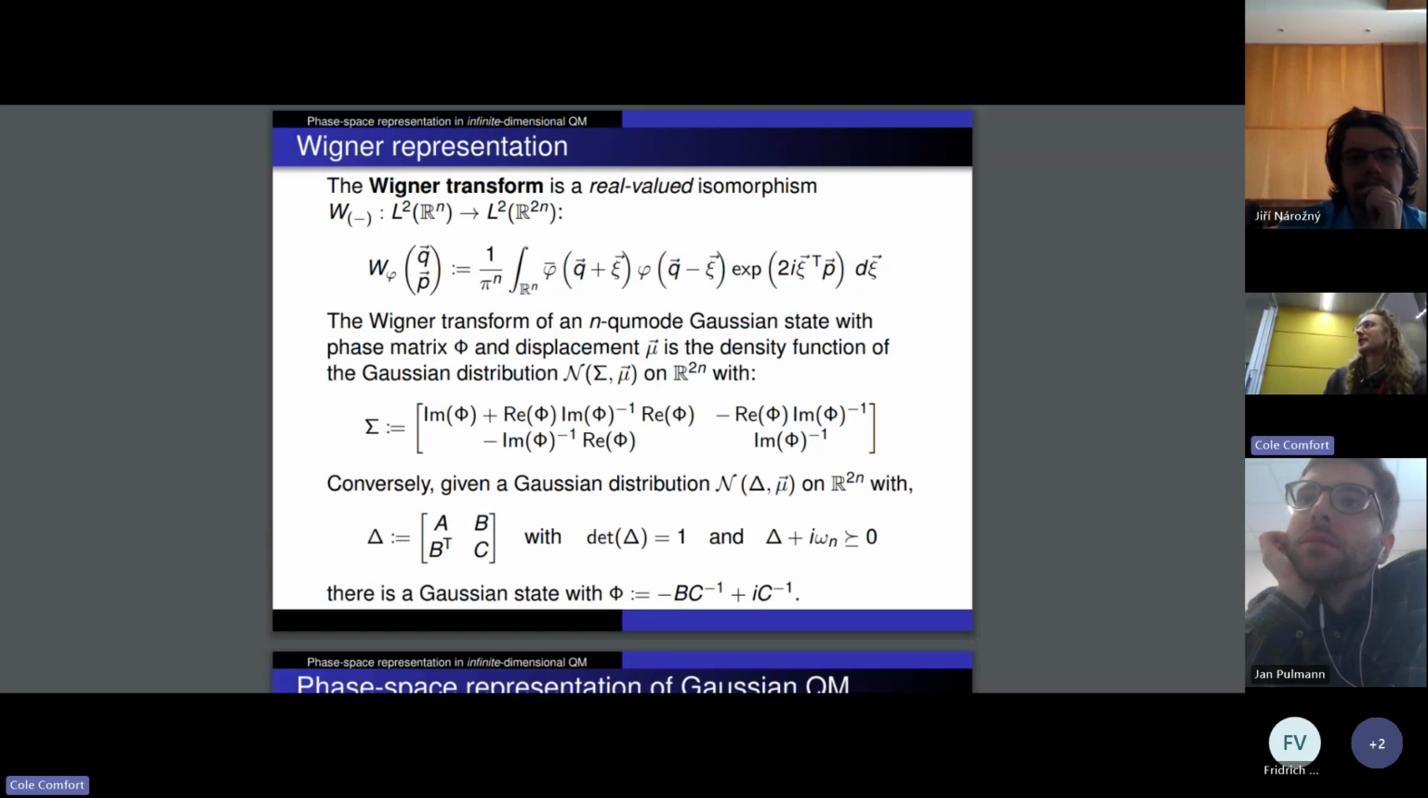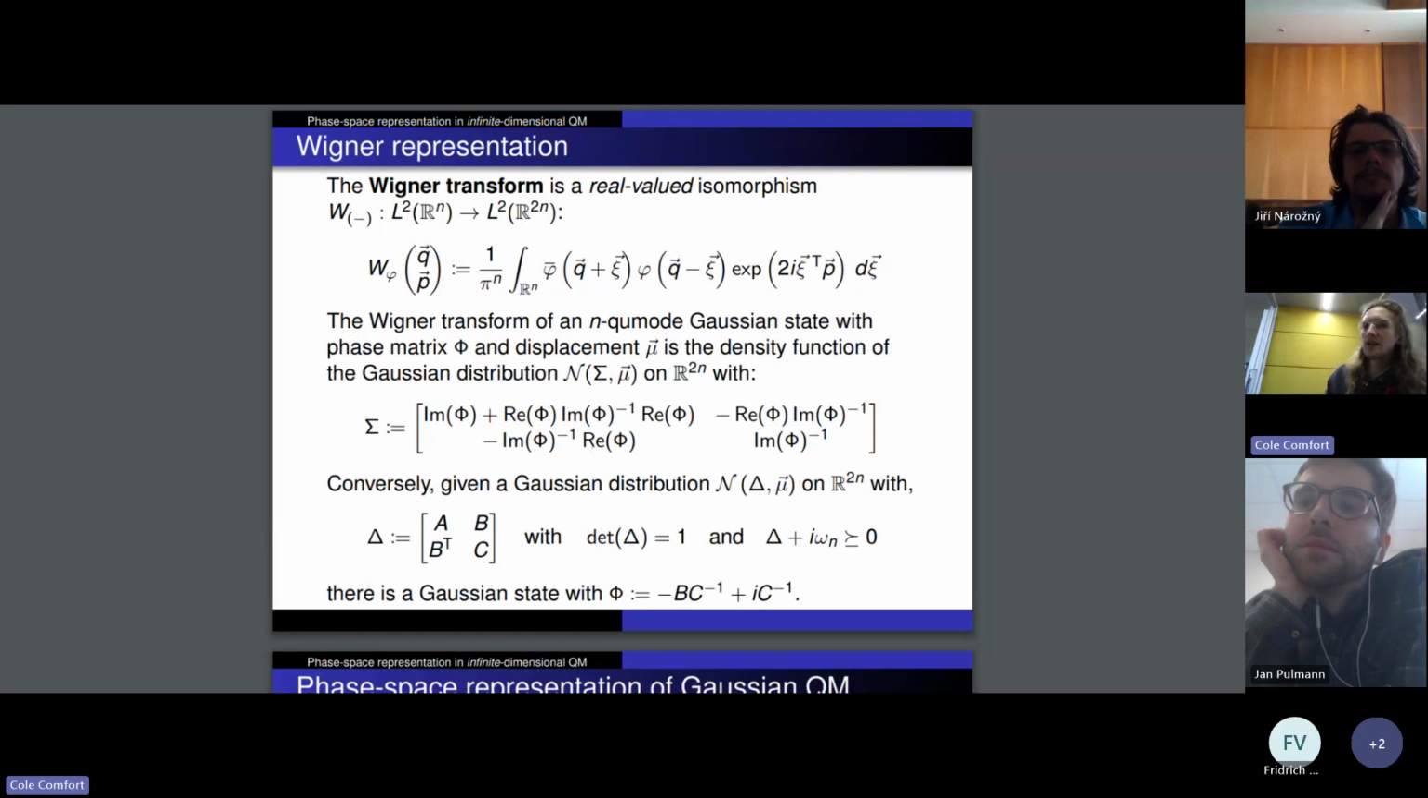Okay, so the Wigner transform is this transform which is well known. It takes a quantum state on L2 of R to the n and produces a function on L2 of R to the 2n, such that it's real. So all of these functions are real and not complex. And this is the formula for it.